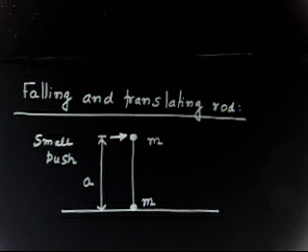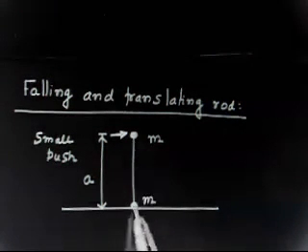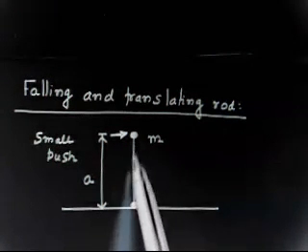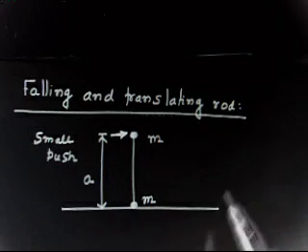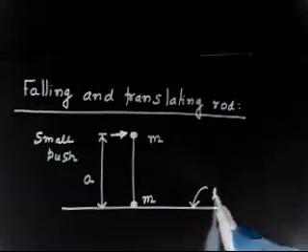Two particles each of mass m are joined by a light and rigid rod of length a. So these are two particles connected by a light rigid rod. This is massless. One particle rests on a horizontal smooth plane. So this is a horizontal smooth plane, that is mu is equal to 0.